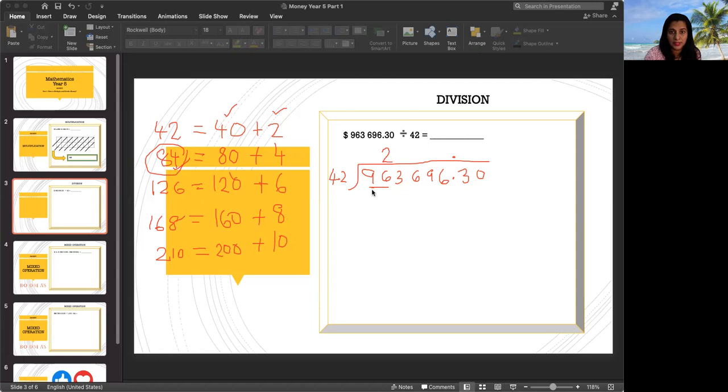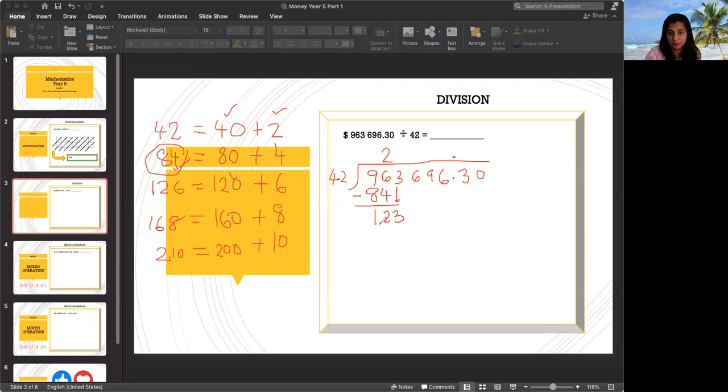So what I will do next is I will subtract. Okay, so here's my 9. So I will subtract 84 and find what's my remainder. So 96 minus 84, 6 minus 4 would be 2, 9 minus 8 would be 1, and the next step would be to bring down this 3.